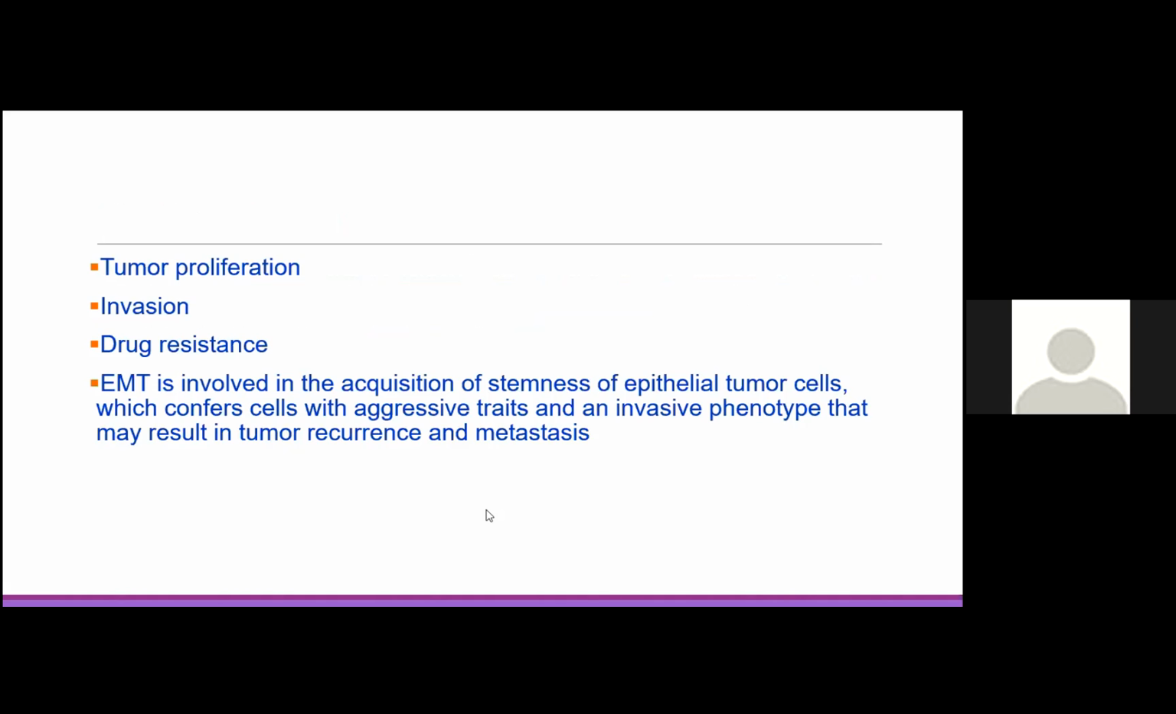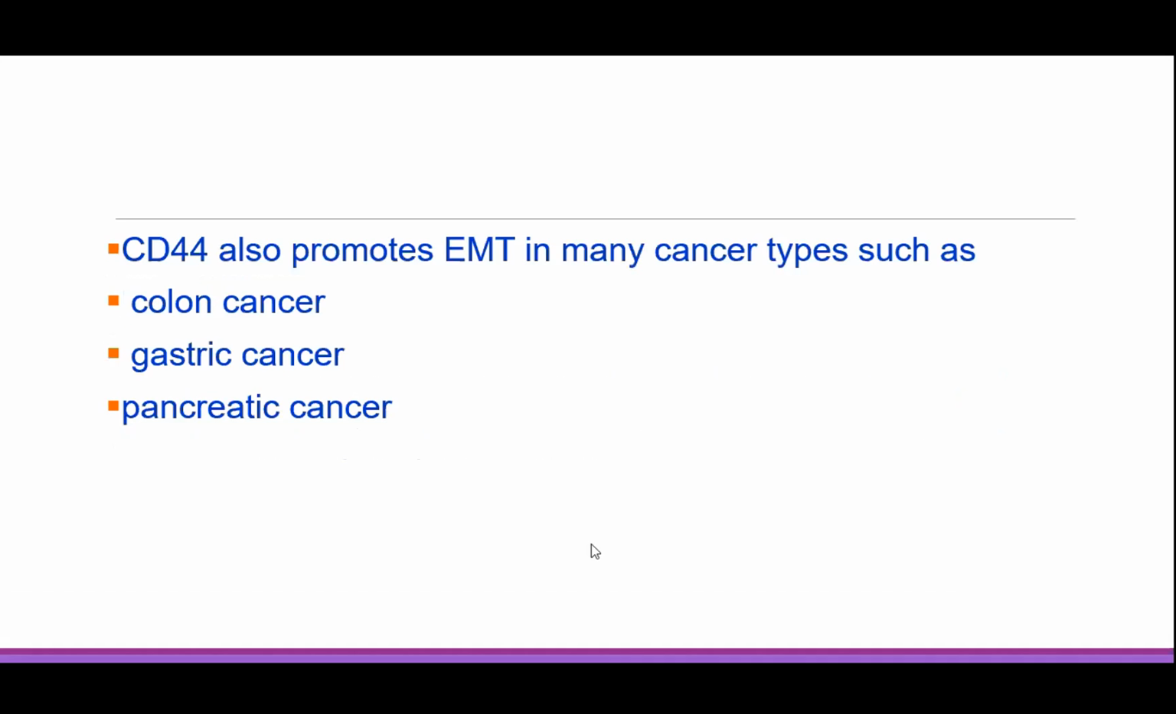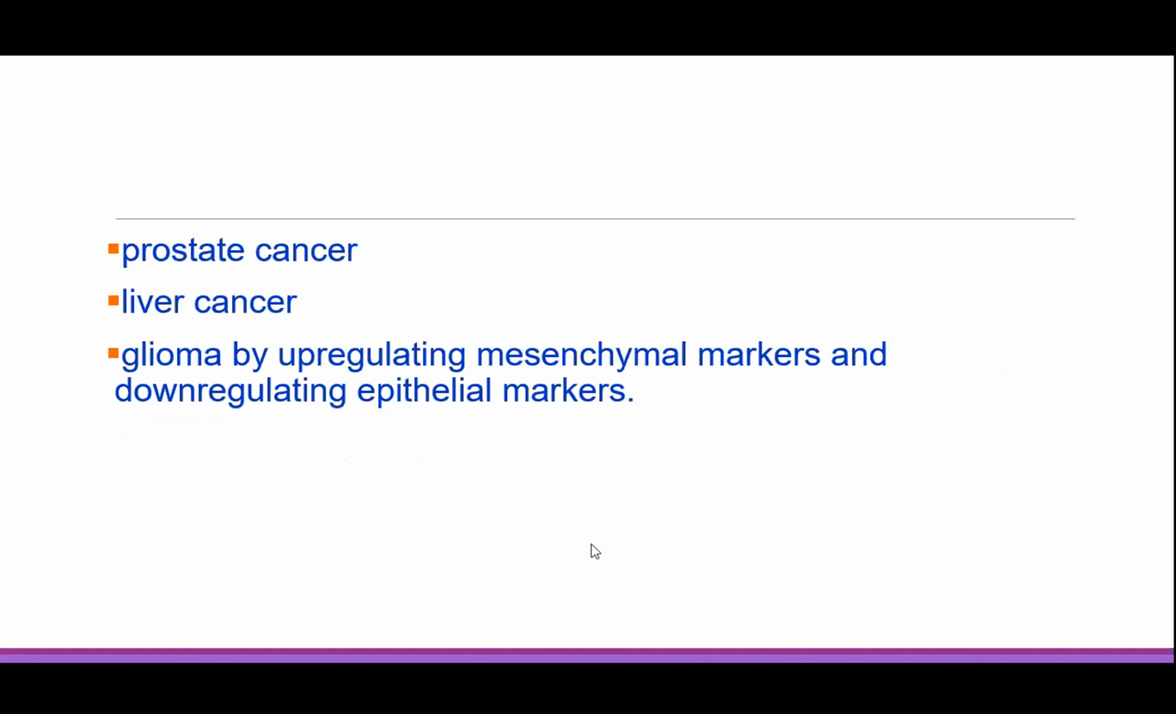Epithelial mesenchymal transition is involved in the acquisition of stemness of epithelial tumor cells, which confers cells with aggressive traits and an invasive phenotype that may result in tumor recurrence and metastasis. CD44 also promotes epithelial mesenchymal transition in many cancer types such as colon cancer, gastric cancer, pancreatic cancer, prostate cancer, liver cancer, glioma, by upregulating mesenchymal markers and downregulating epithelial markers.